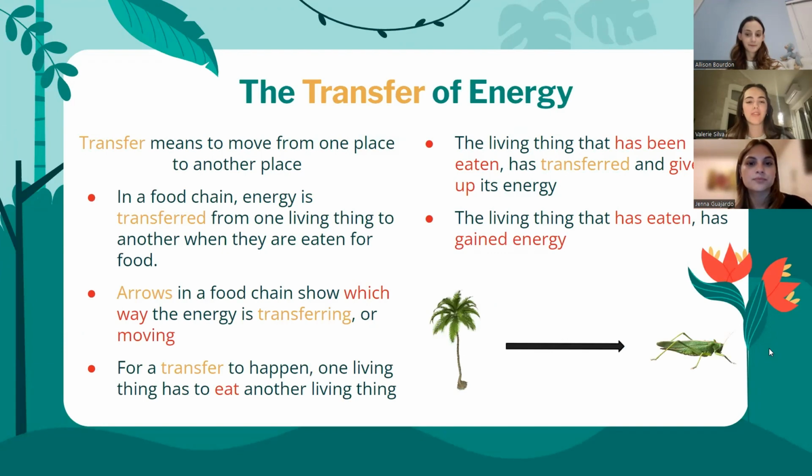Okay, so the transfer of energy in the food chain. Transfer means to move from one place to another. As the food chain goes from the bottom to the top, the energy is being transferred as each animal consumes the other. In the food chain, energy is transferred from one living thing to another when they are eaten for food and energy. Arrows in the food chain show which way the energy is transferring or moving, going from the bottom to the top.